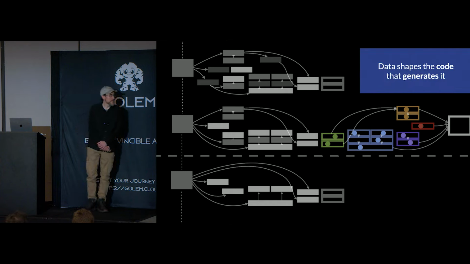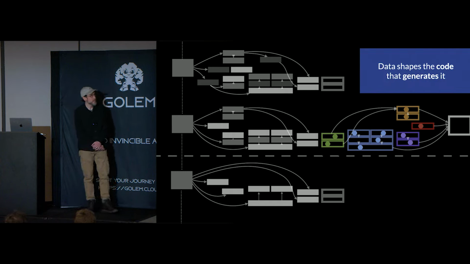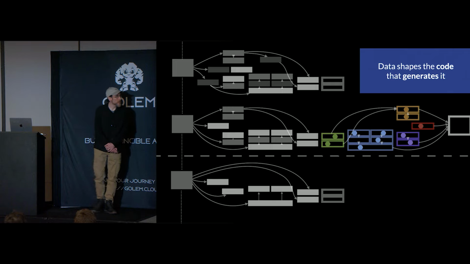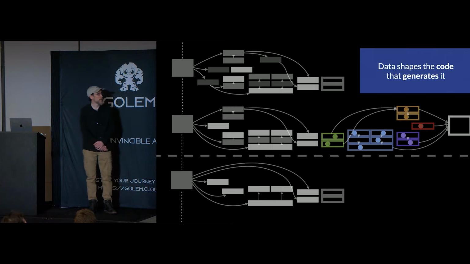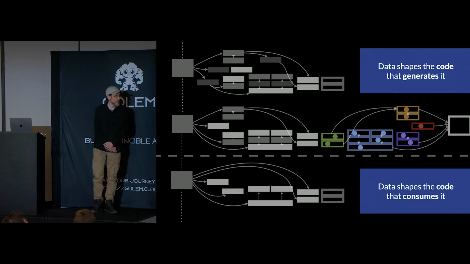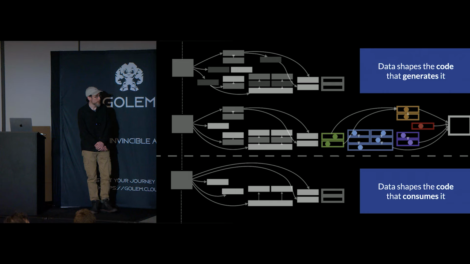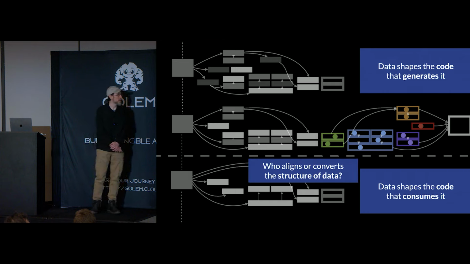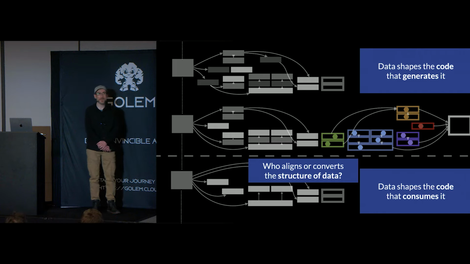And I think, I said this working with Live changed the way I think about code, and I think data shapes the code that generates it. I really do. However, data also shapes the code that consumes it. And this leads to a big question, which is whose job it is to align or convert the structure of data, especially when you work in an effect-based system where the structure of data is also the structure of the code, and effects are values that you produce at runtime, essentially.